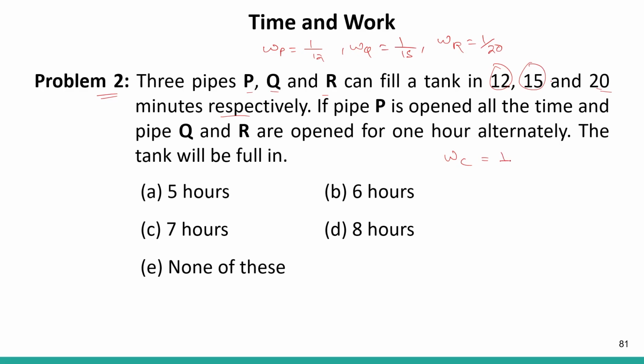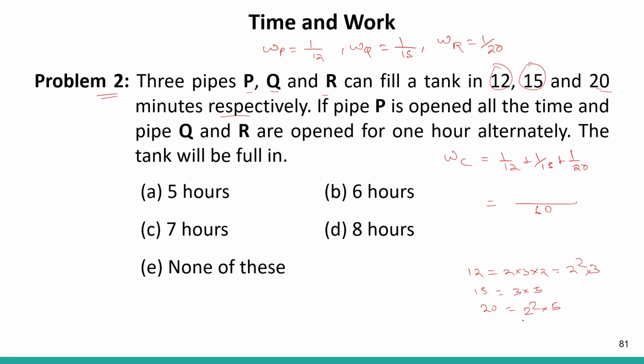So what we can guarantee from these three is their combined work rate will be, so WC is equal to 1 by 12 plus 1 by 15 plus 1 by 20. So how we can evaluate this? So we try to take the LCM of 12, 15 and 20. So as you can see that actually 60 is their LCM. Because 12 is equal to 2 into 3 into 2, that is equal to 2 square into 3, right? And 15 is equal to 3 into 5, and 20 is equal to 2 square into 5, right?